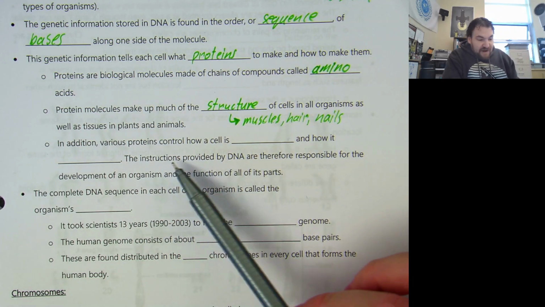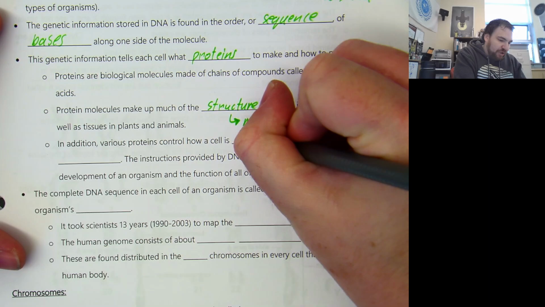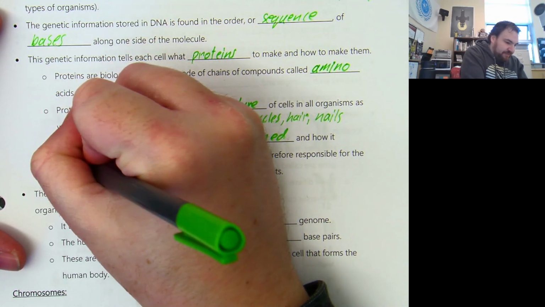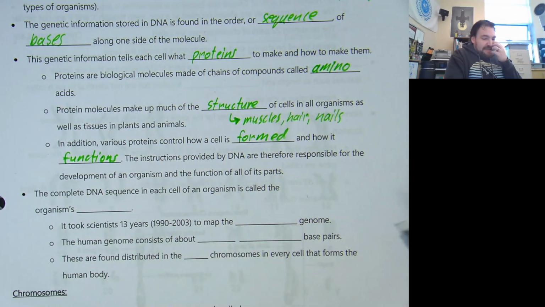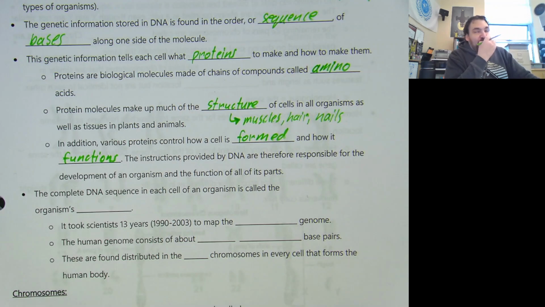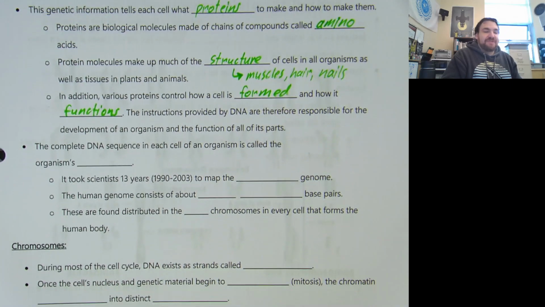proteins. In addition, various proteins control how a cell is formed and functions. So proteins do a lot of stuff. How a cell is formed and how it functions. The instructions provided by the DNA are therefore responsible for the development of an organism and the function of all its parts. It's weird and wildly complicated. But your DNA codes for all of this. It's weird. And the fact that stem cells are a thing is weird. We can talk about that more later if that's something that interests you.